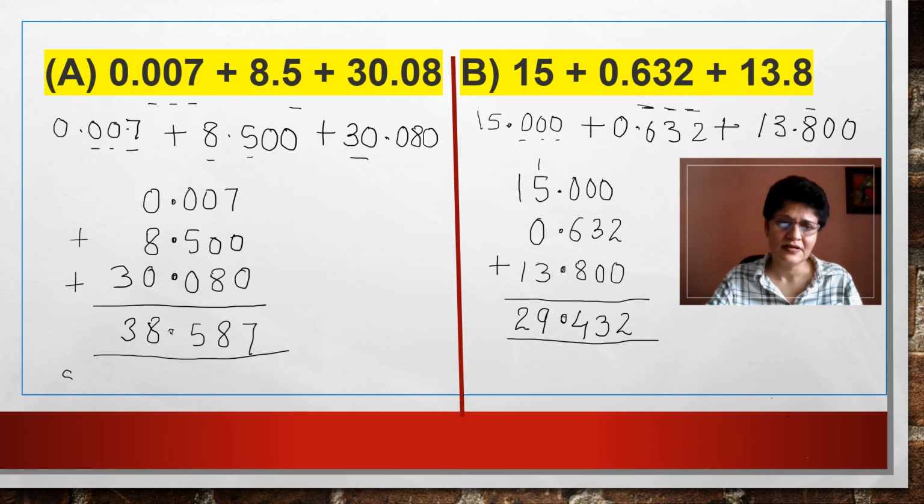Okay, so we should always write the final answer here. And what is that? It will be called sum. So the sum of A is 38.587, and the sum of B question is 29.432. Easy, children?